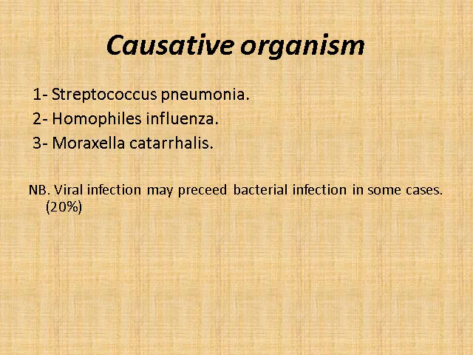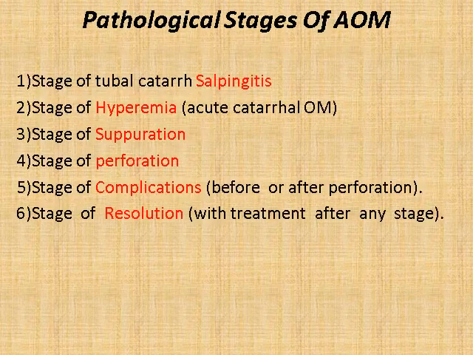Streptococcus pneumoniae, Haemophilus influenzae, and Moraxella catarrhalis, more common in children. In some cases, viral infection can precede the bacterial infection in about 20% of cases. What are the pathological stages of acute otitis media? The first stage is the stage of salpingitis or tubal catarrh.